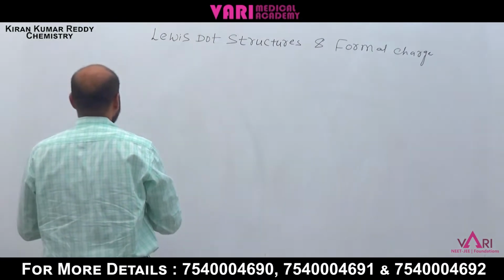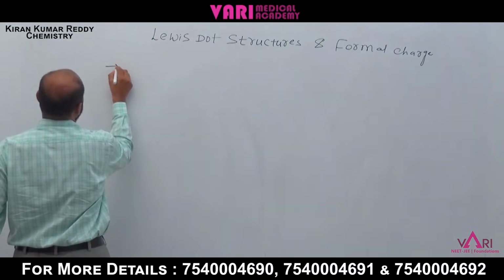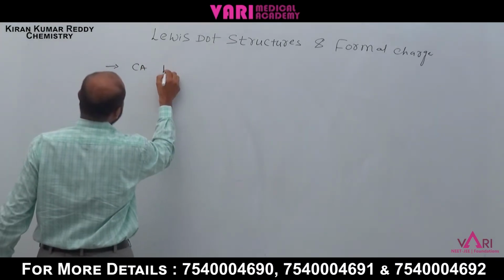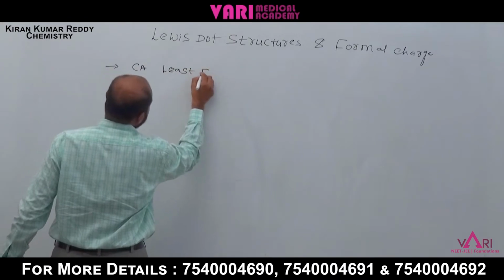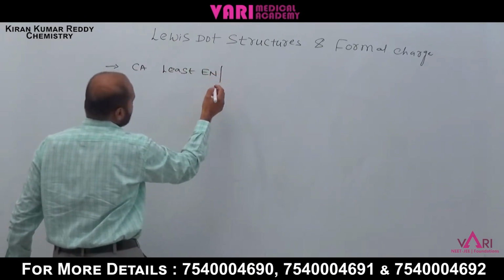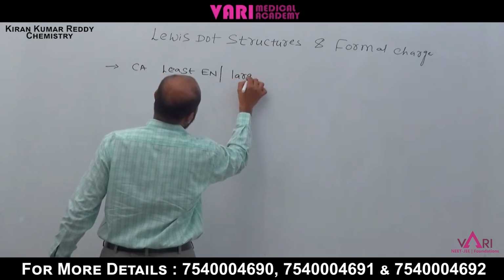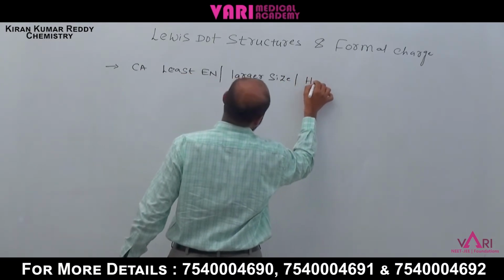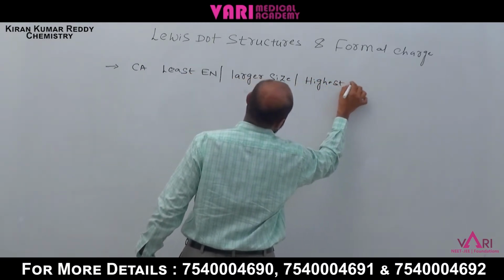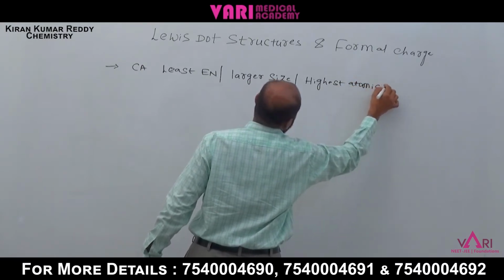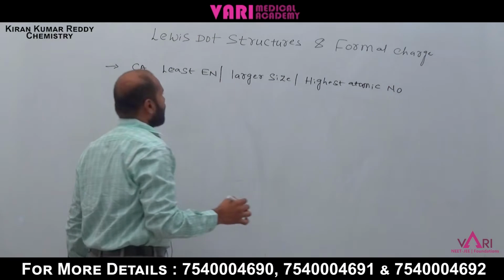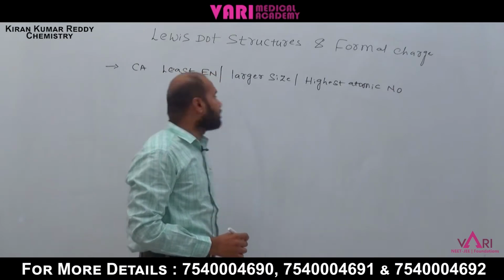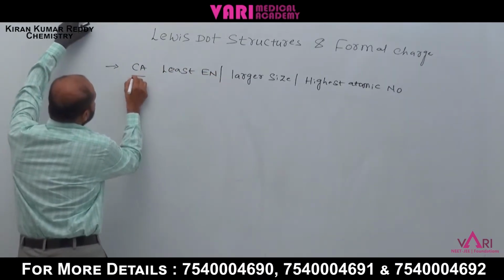Next are some brief points we have to write. If you select a central atom, it is the least electronegative, the larger size, and the highest atomic number. These are for selecting the central atom: least electronegative, larger size, highest atomic number. That one you can select as a central atom.